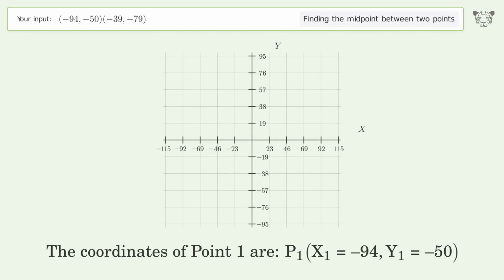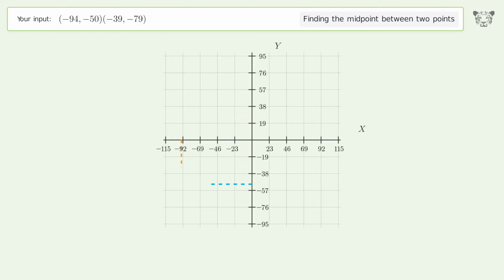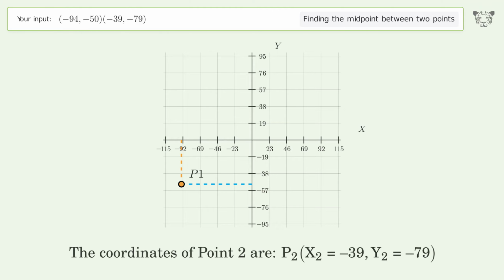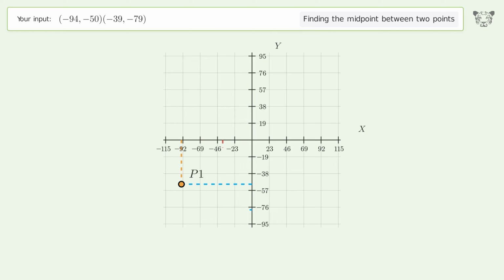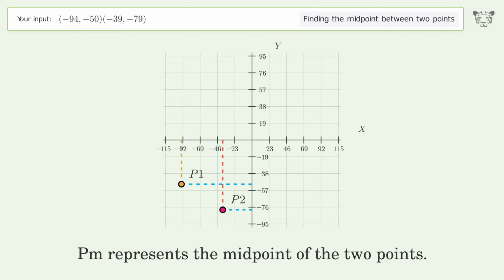The coordinates of point 1 are, x1 equals -94, y1 equals -50. The coordinates of point 2 are, x2 equals -39, y2 equals -79. PM represents the midpoint of the 2 points.